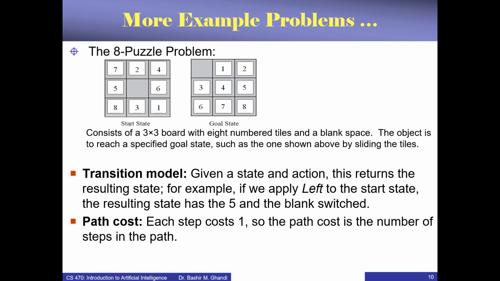The last one is the path cost. Again, in this case, it is like the vacuum cleaner world. Each step costs a unit, and therefore the path cost is the number of steps involved in the path. What is the number of movements that you make to reach this?